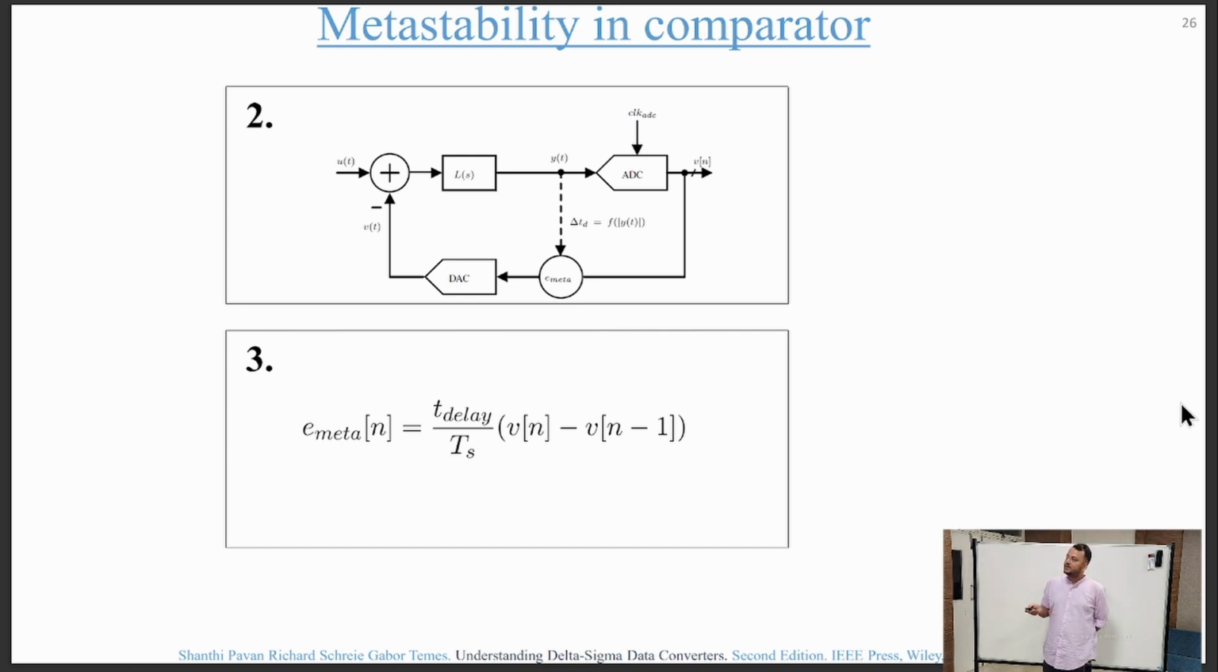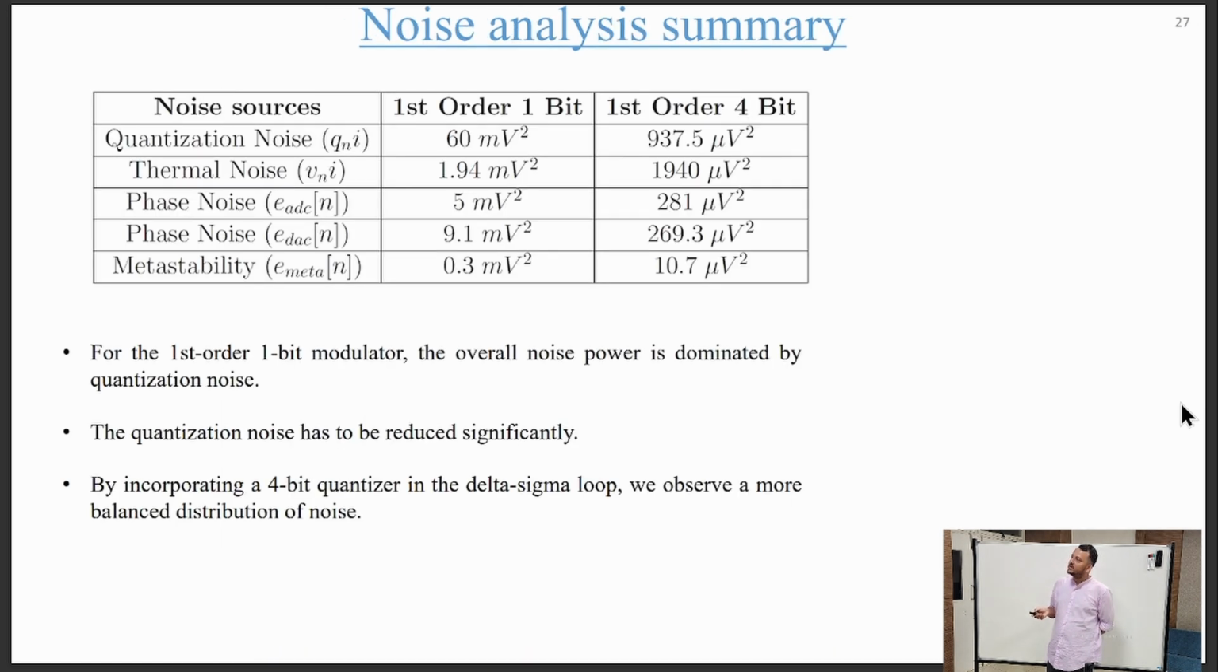Accordingly, this E_meta[n] error sequence only models the signal-dependent delay part of it. The other part, random resolution due to a sample falling near the threshold, is difficult to capture. So this error model only captures the other part. So we have all the error models.